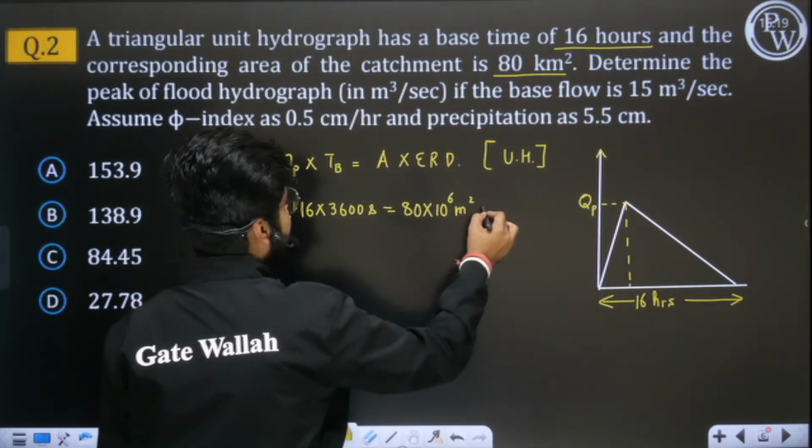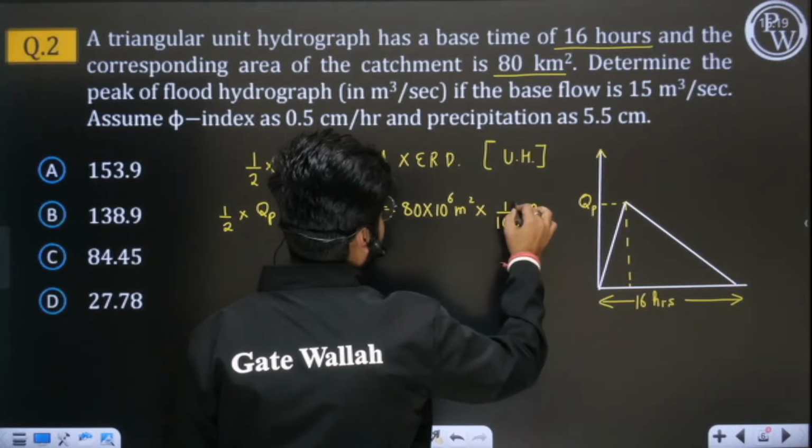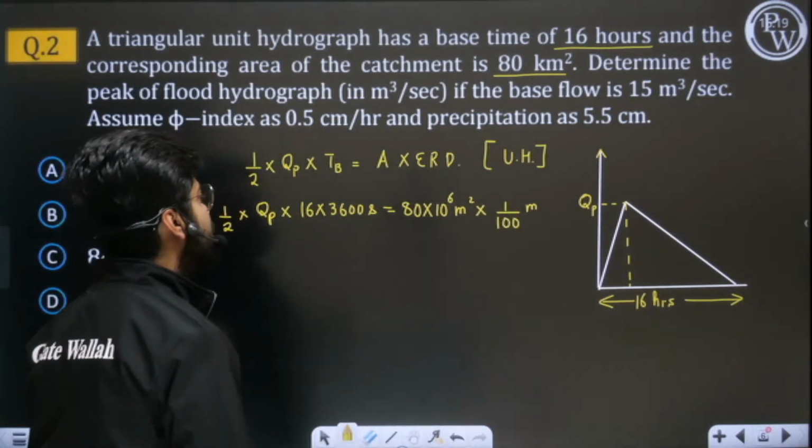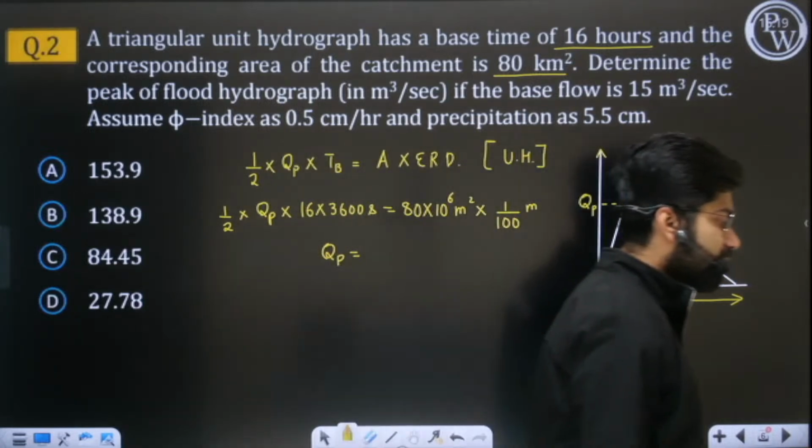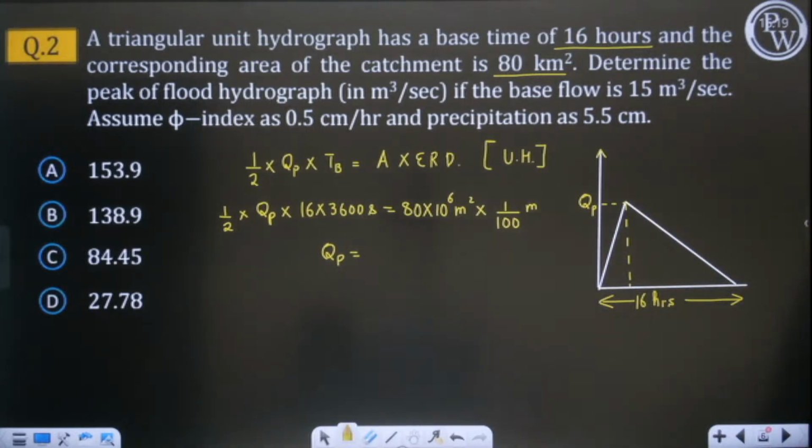Kilometer square is 10 power 6 meter square. Effective rainfall depth is 1 centimeter or 1 by 100 meter. Okay, 1 centimeter. Why? Because this is unit hydrograph. So tell me what peak discharge we are getting here. How much is the peak discharge you are getting here? The peak discharge which you are getting here is, into 2 divided by 16 divided by 3600, 27.77.